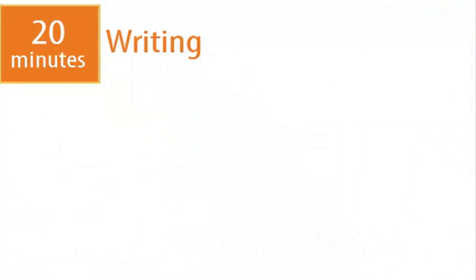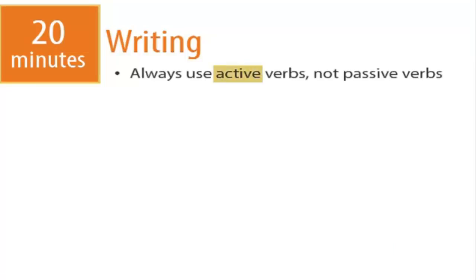Before we talk about the editing process, here are some tips to help your writing. Always use active verbs, not passive verbs. Vary your sentence structure. By writing longer and shorter sentences, you'll do this naturally. So just concentrate on writing some longer and some shorter sentences within your essay.